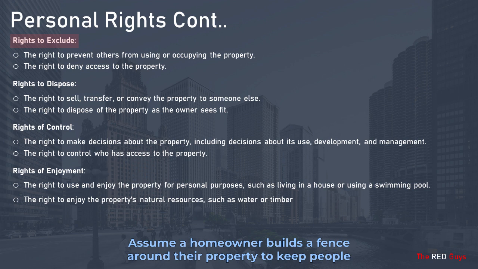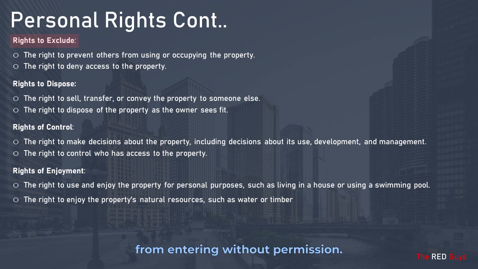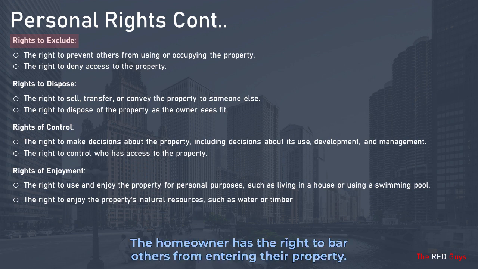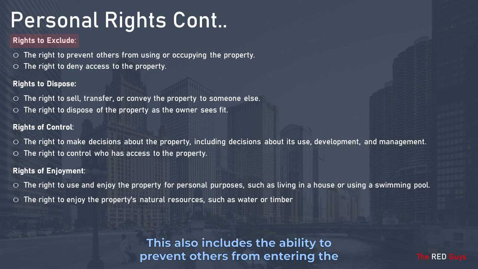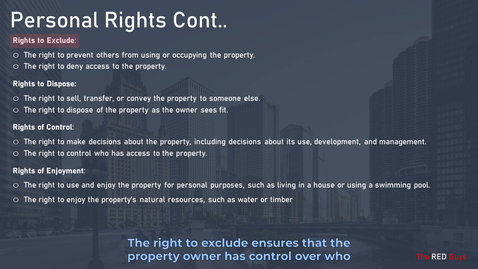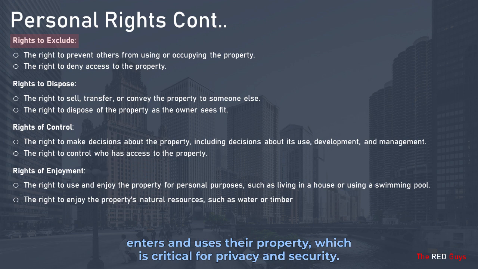Assume a homeowner builds a fence around their property to keep people from entering without permission. The homeowner has the right to bar others from entering their property, even if it's only for a short period of time. This also includes the ability to prevent others from entering the property without permission to perform maintenance or repairs. The right to exclude ensures that the property owner has control over who enters and uses their property, which is critical for privacy and security.